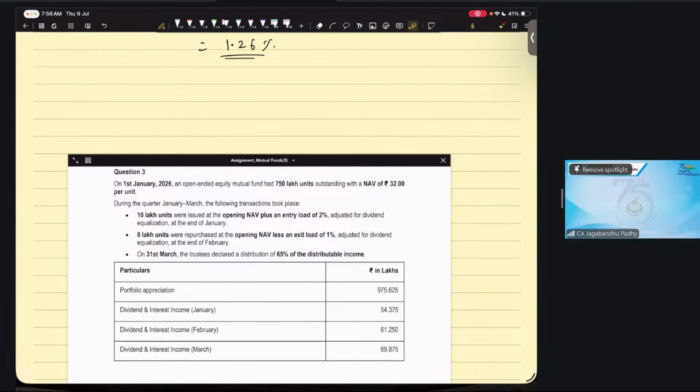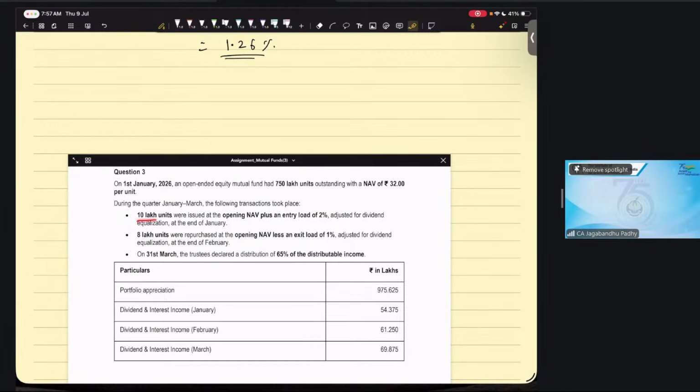Okay, so on 1st Jan 2026, open-ended equity fund had 750 lakh units. So it had 750 lakh units outstanding with a NAV of 32 per unit. So as of now, the NAV per unit is 32. During the quarter from Jan to March, the following transactions took place. Now the transactions that we have is 10 lakh units were issued at an opening NAV plus an entry load of 2%.